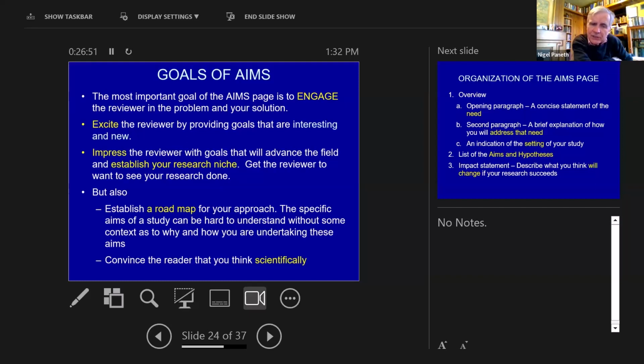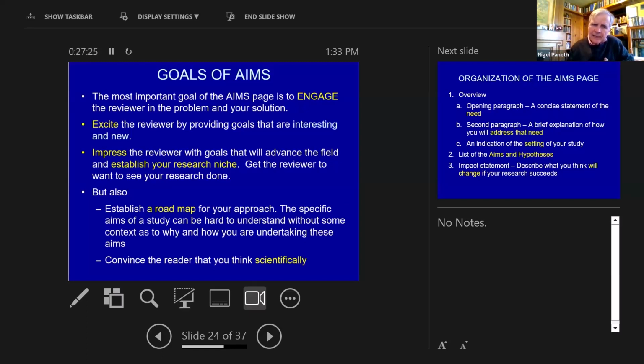So you have to excite the reviewer by providing goals that are interesting and new. You have to impress the reviewer with goals that will advance the field. And also, this is very important, I think, establish your research niche, especially if you're young. What is it that you do that is distinct? And you hope that the reviewer will say, oh, I'd like to see this research be done. It sounds interesting. Also, the aims page gives you a roadmap for your approach. It gives you an organizational framework for the rest of the application.